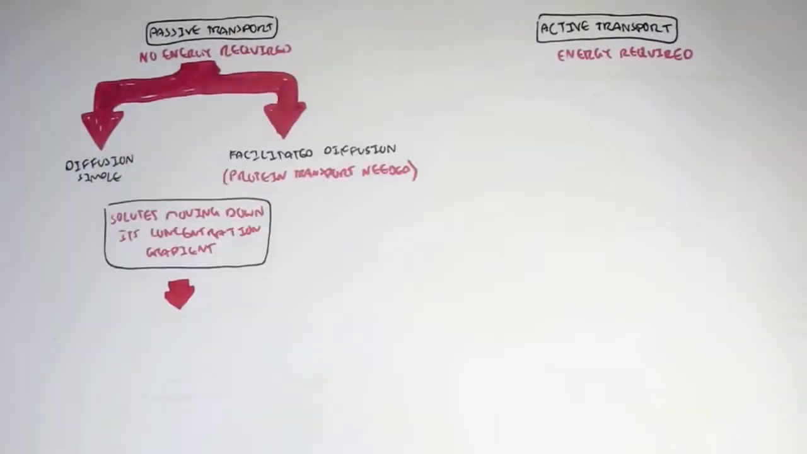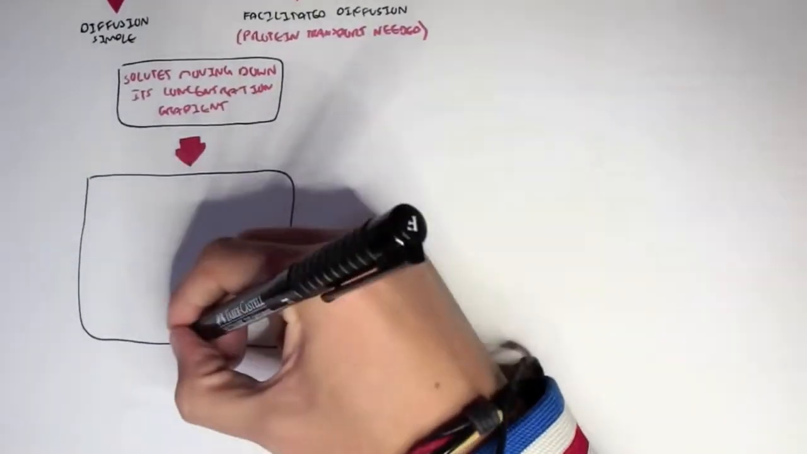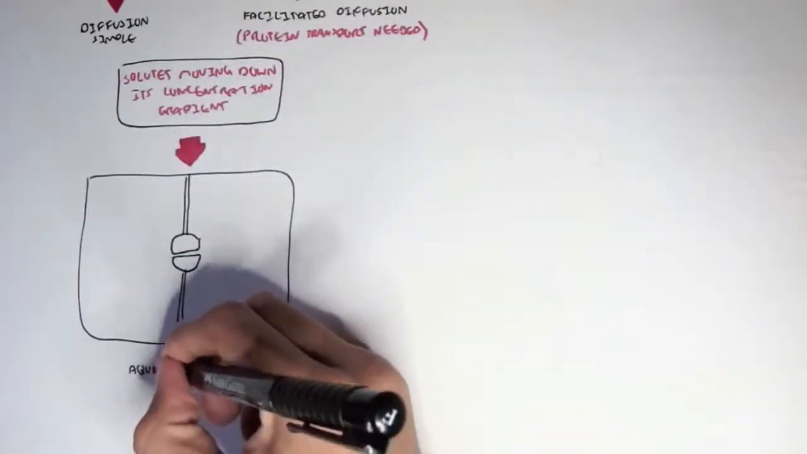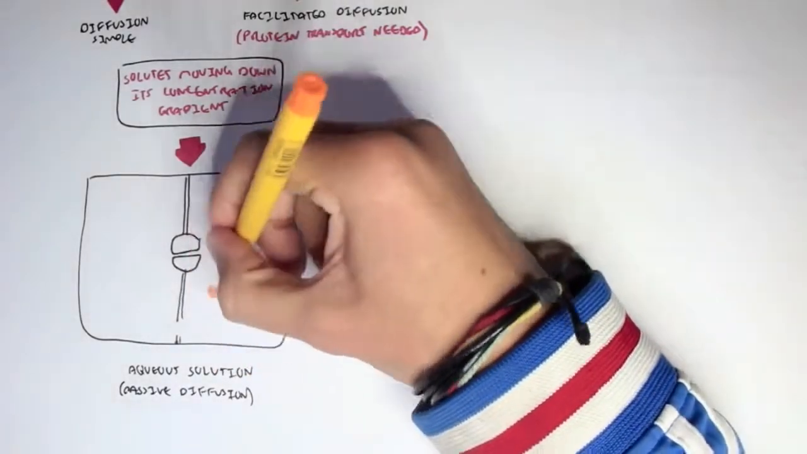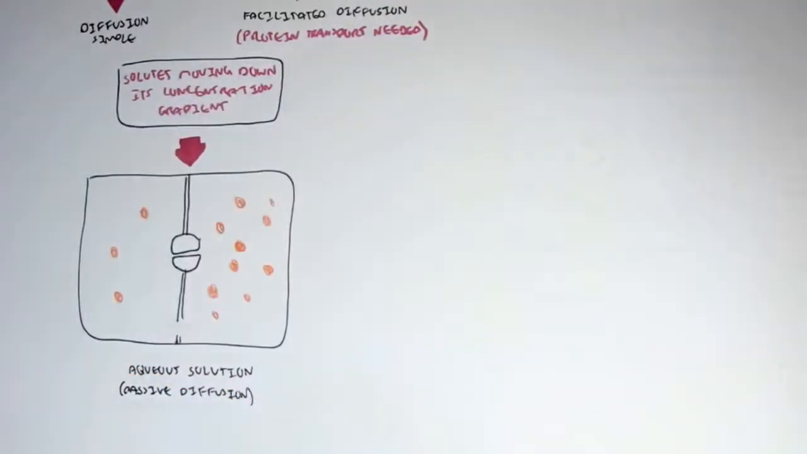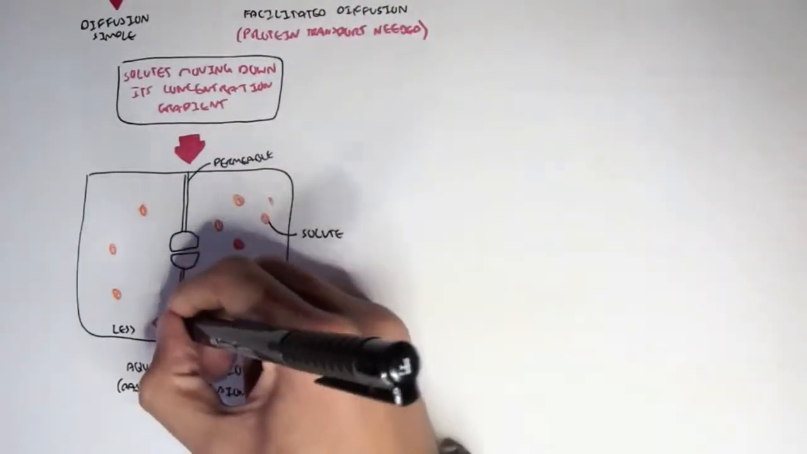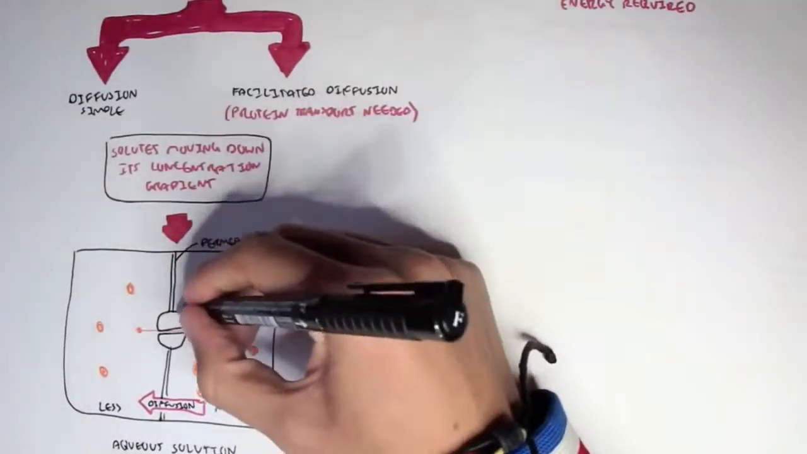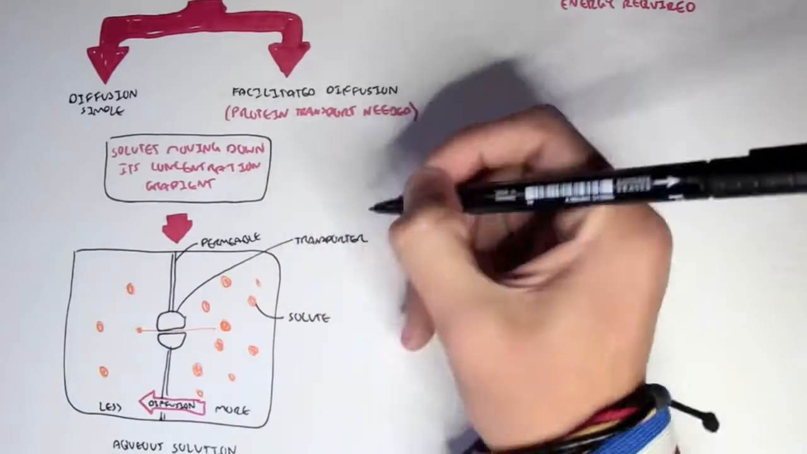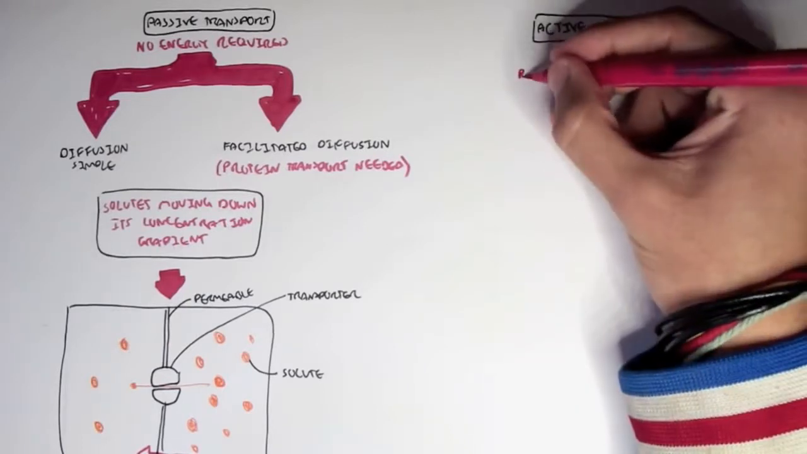Now, passive diffusion is where solutes move down their concentration gradient. This is essentially if we have a container with a permeable membrane. This is for facilitated diffusion, and it's an aqueous solution, which means that the solvent is water and the solutes are in water. As you can see, the solutes are more concentrated on the right-hand side. So the solutes will move down their concentration gradient from an area where it's highly concentrated to an area where it's lower concentrated. So it's moving from the right to the left. And this is facilitated diffusion, which is part of passive transport, which requires no energy.